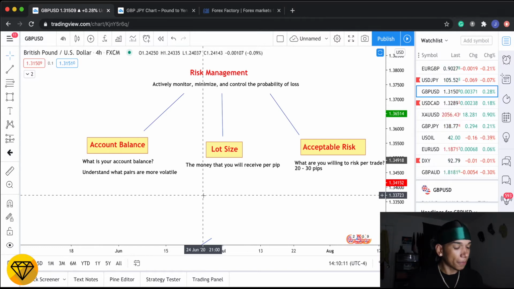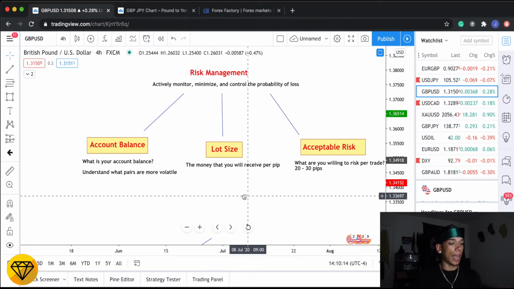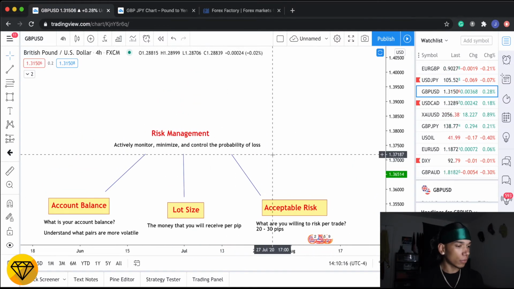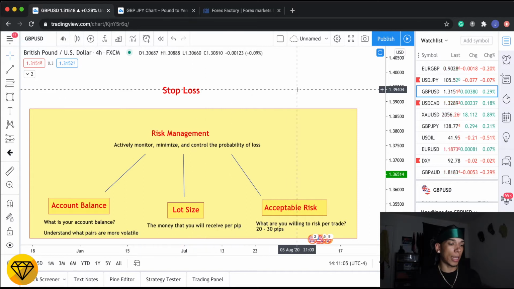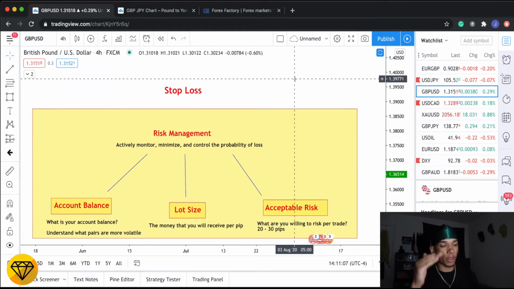So risk management, and I feel like I should just have this disclaimer. If you guys don't really know what a stop loss is, right? Everything under this umbrella is directly correlated to your stop loss. So when you're thinking risk management, you want to minimize and control the probability of loss, right? You understand you have a $100 account. You understand what lot sizes you need to use per trade. You understand your acceptable risk level per trade. Then you know exactly where your stop loss should be in every trade, right?